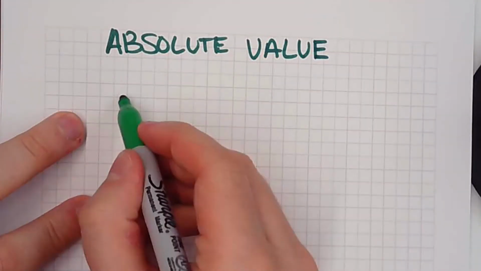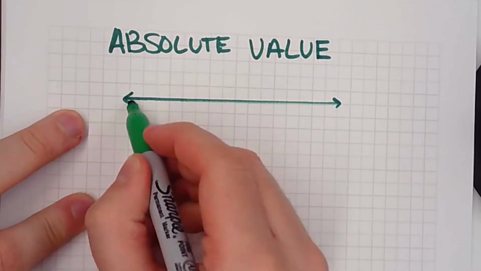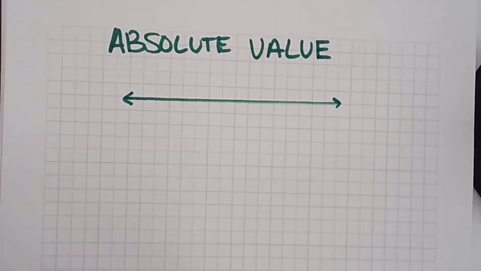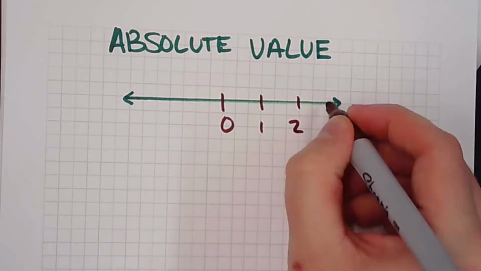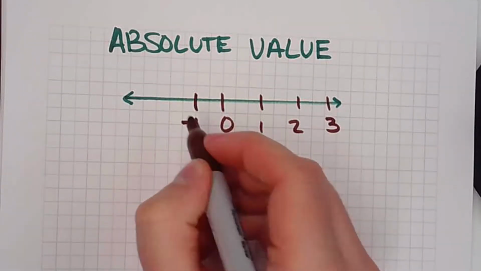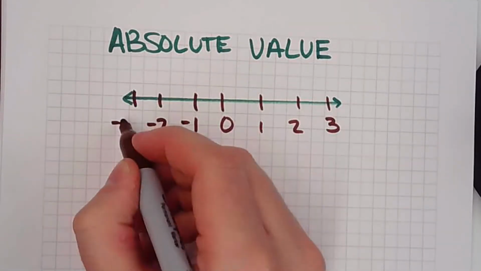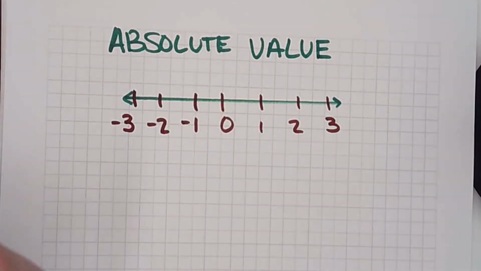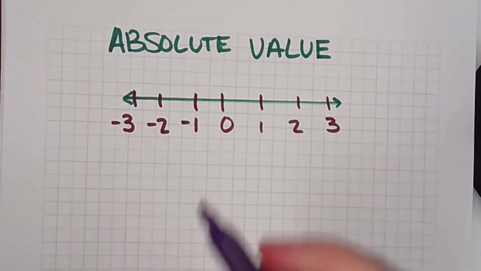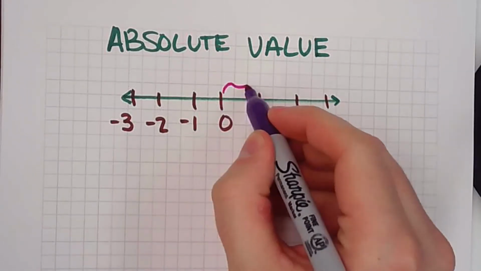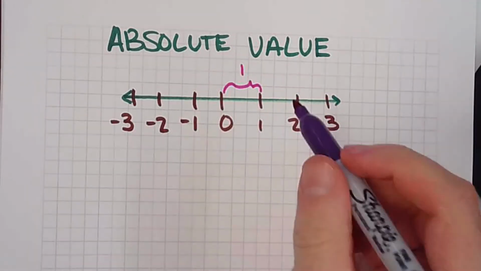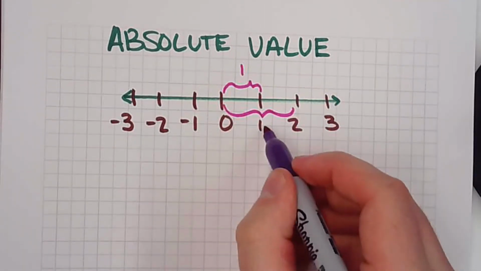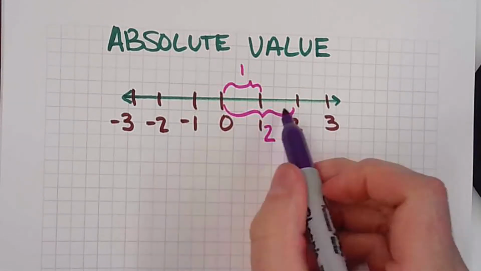Absolute value is the idea that if you have a number line, and here's 0, and you have numbers like 1 and 2 and 3 on here, as well as their opposites, -1, -2, and -3, and so on and so forth, that numbers have an absolute value, meaning their distance from 0. So like 1's absolute value would be, well, 1. It's how far it is from 0. And 2's absolute value would be, well, 2, because it's 2 away from 0.